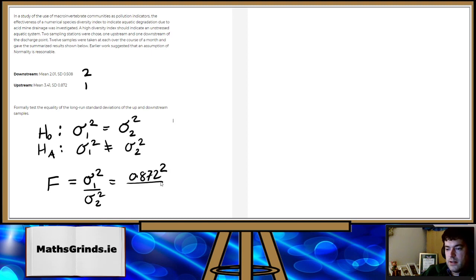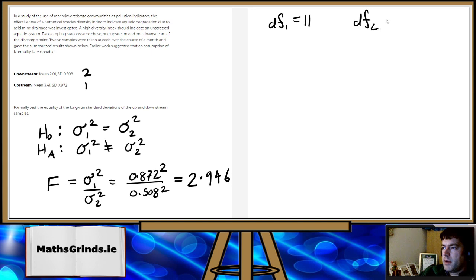So that is 0.872 squared over 0.508 squared. And let me get out the calculator. 0.872 squared over 0.508 squared, that's 2.946. Now the degrees of freedom on the top, I think in both cases the sample sizes were 12, so degrees of freedom is n minus 1. So on the top it's 11, and on the bottom it's 11.